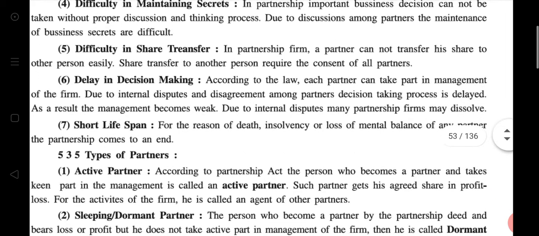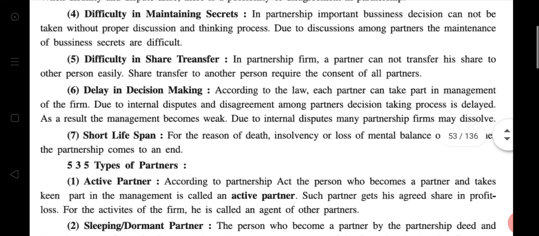Okay. Fifth point. Difficulty in share transfer. See, we saw this point in characteristics, the transfer of ownership or transfer of share. So in a partnership firm, one partner cannot transfer his share to another person easily, because for the transfer he requires the consent of all the other partners. So there is difficulty in share transfer and also difficulty in transfer of ownership.